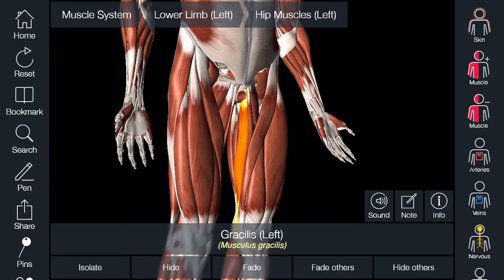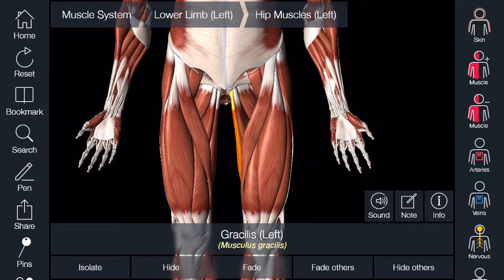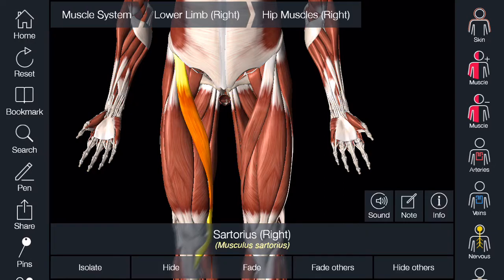What's next? Sartorius. Sartorius runs across. So this guy runs across. That's your sartorius. That's responsible for abduction and lateral rotation of the femur at the hip and flexion of the knee. A couple more left and we're done.